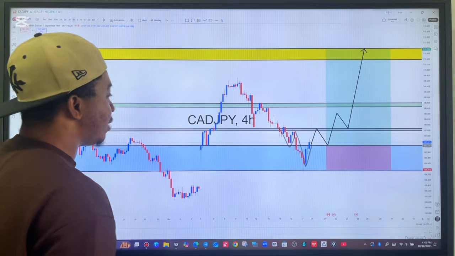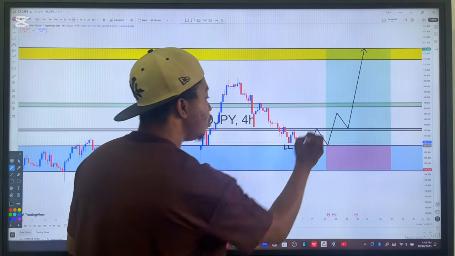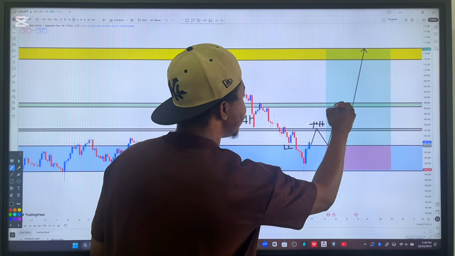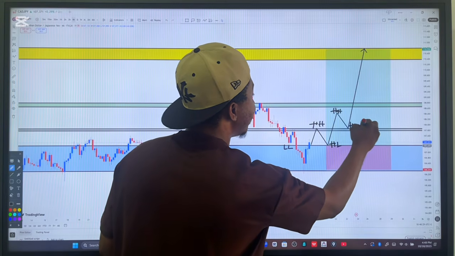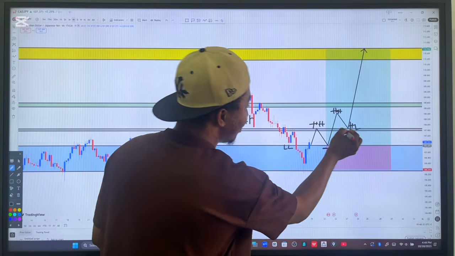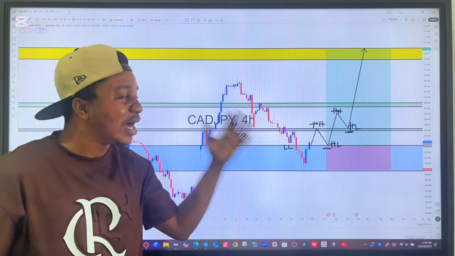No. Since we're in a downtrend, we are going to wait for price to become an uptrend by breaking above the previous lower low to give us a higher high. After the higher high, higher low, new higher high, new higher low, and then we buy all the way to the upside. So on CAD JPY, we can pick an entry here, we can pick an entry here, all the same to the upside and make our money on CAD JPY.